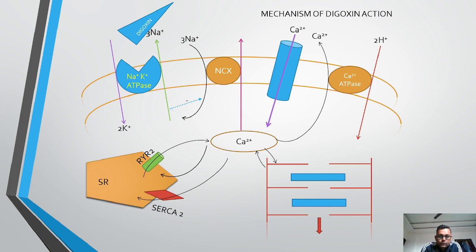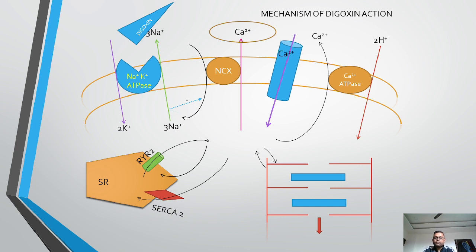And as a result, the sodium comes inside through NCX and the calcium is given out. And for this, more calcium is transferred from outside to inside through the voltage gated calcium channels, and this calcium is also exchanged with the help of two hydrogen ions. So when this calcium is inside the cell, it contracts the heart muscles by sliding actin on myosin, and when it is not available, then there is relaxation.